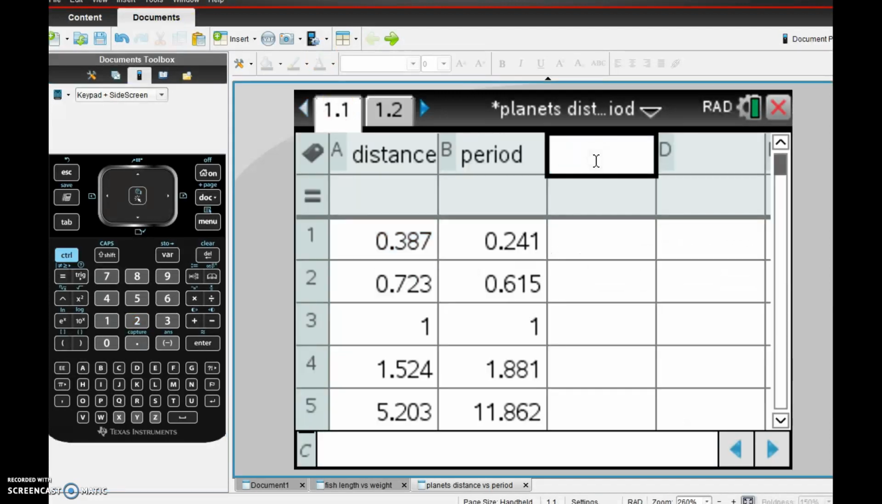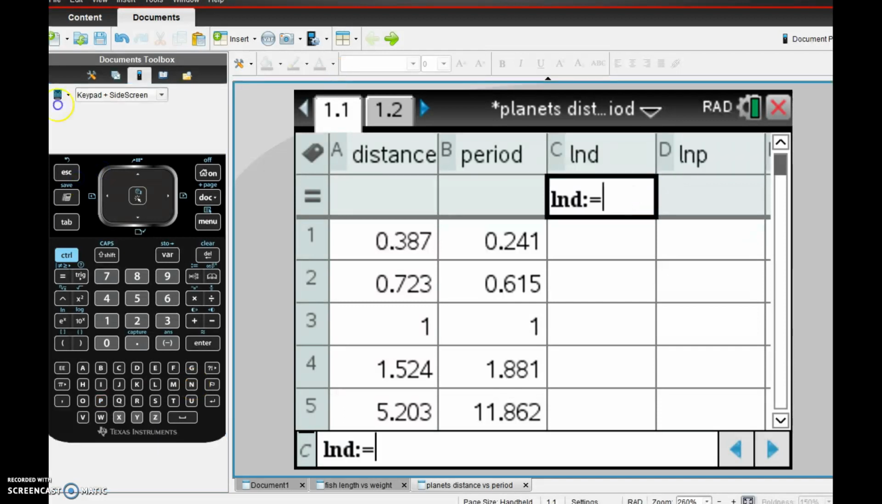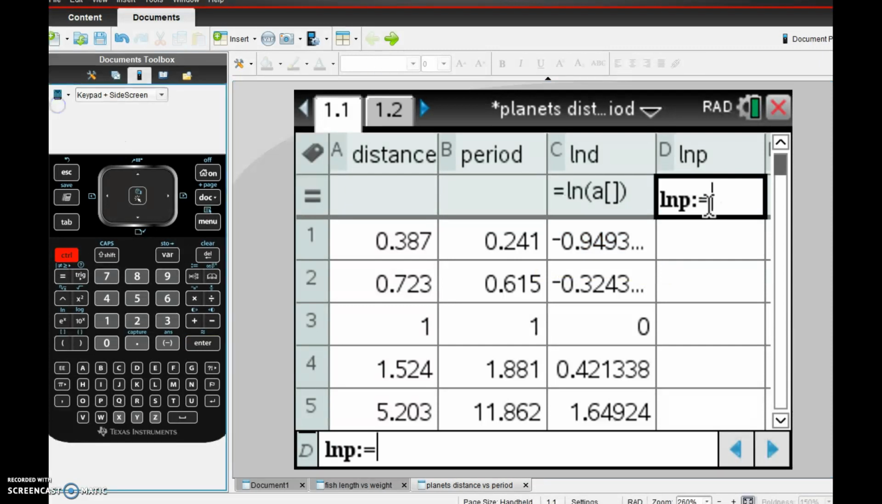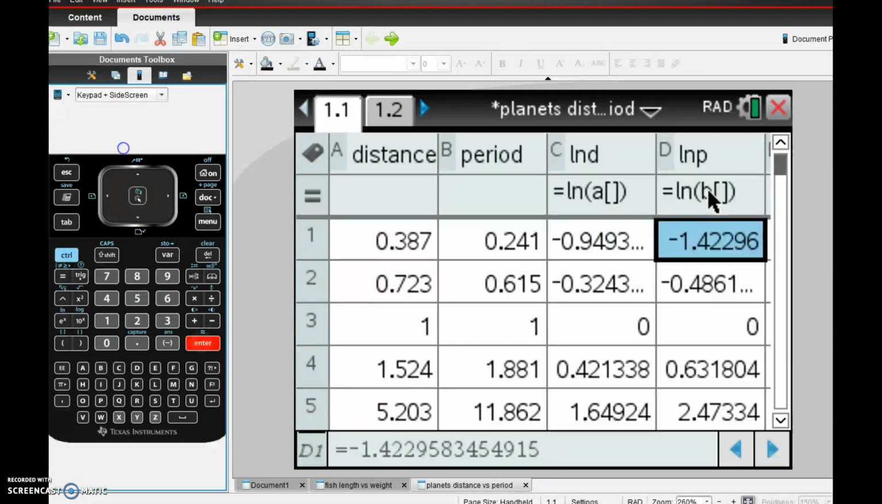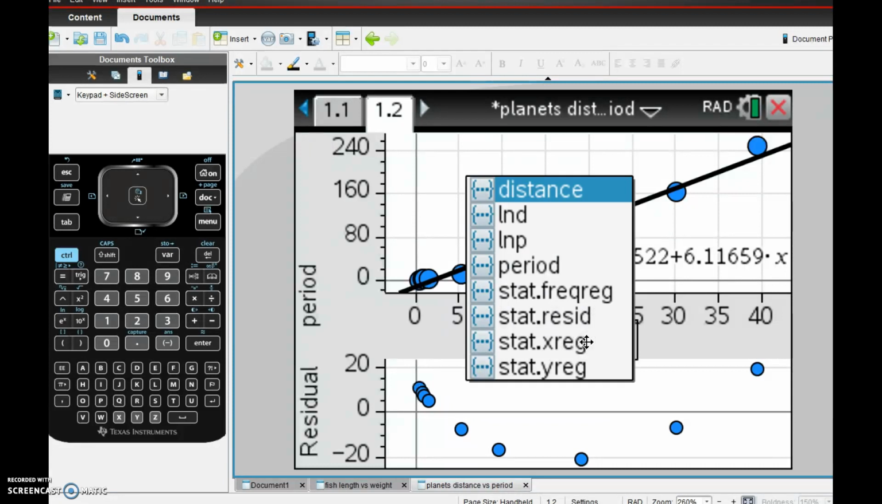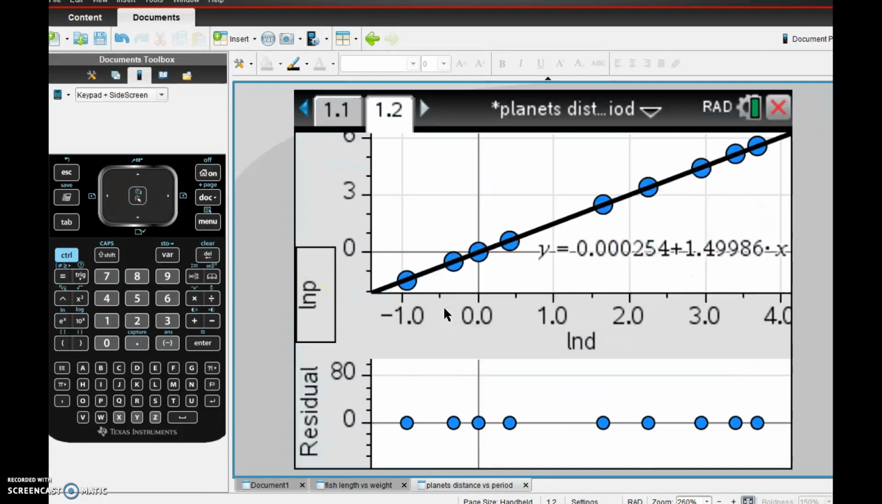Instead of playing around with different powers, let's just take the ln of distance and the ln of the period. This is the natural log of column A. This is the natural log of column B. So let's go back to our linear model here and let's put in natural log of distance and the natural log of period. That certainly straightens out our data much, much better.